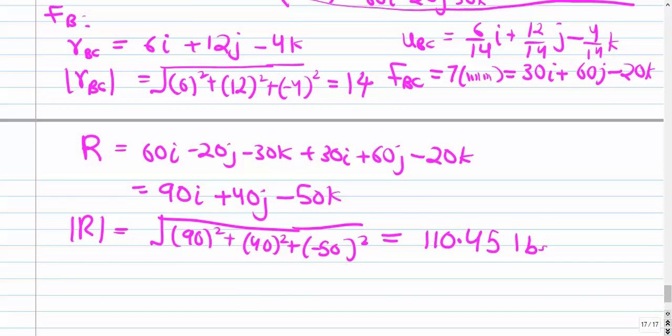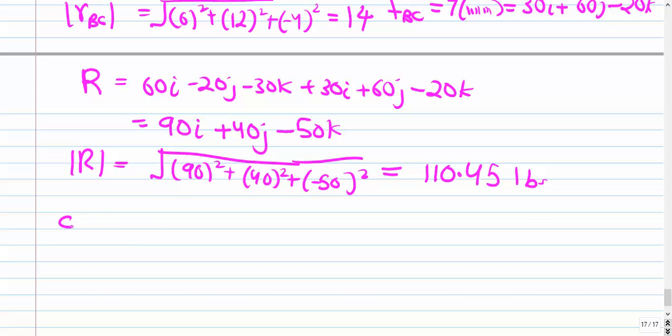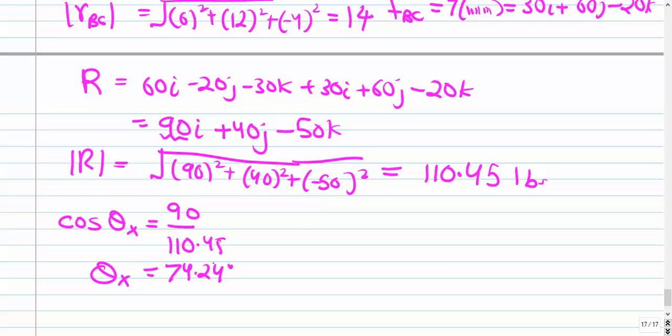Now we can move on to find the coordinate direction angles. For that, we will apply the coordinate direction angle formula. So for the first angle, that the resultant vector makes with the x-axis, theta x, cos of theta x is equal to the component of the resultant force in the x direction, that is 90, divided by the overall magnitude of the resultant force, that is 110.5. Solving for theta x, we get 74.24 degrees.